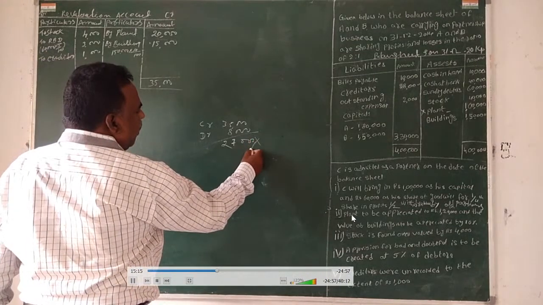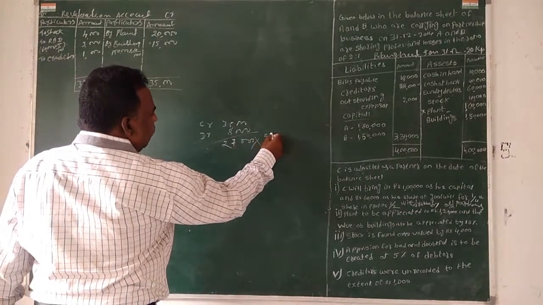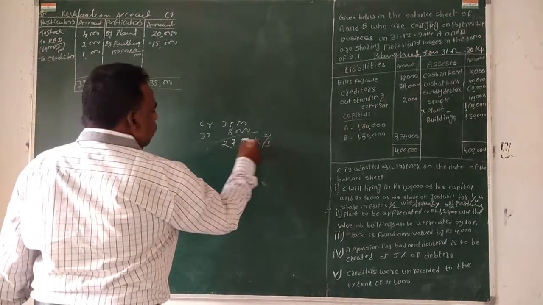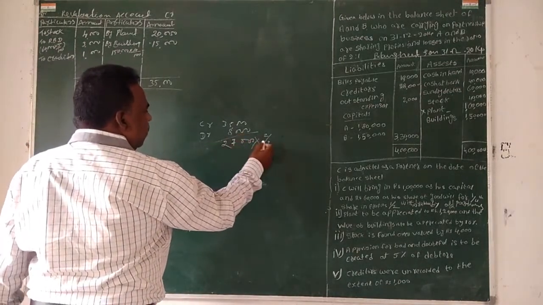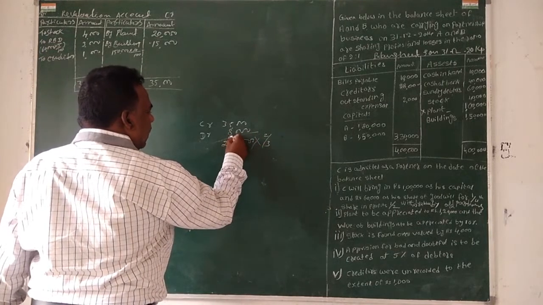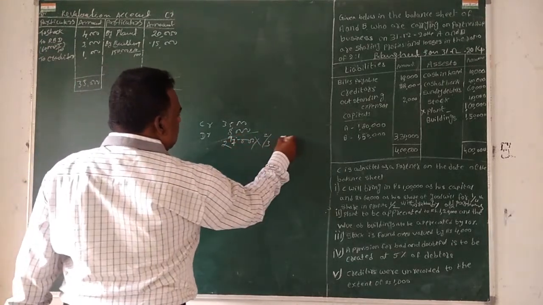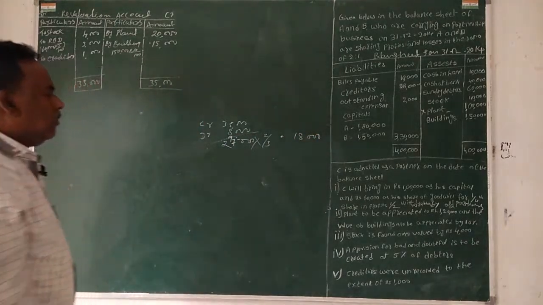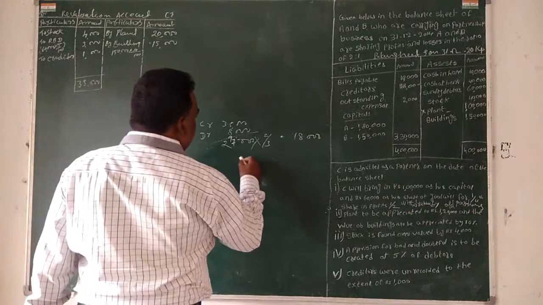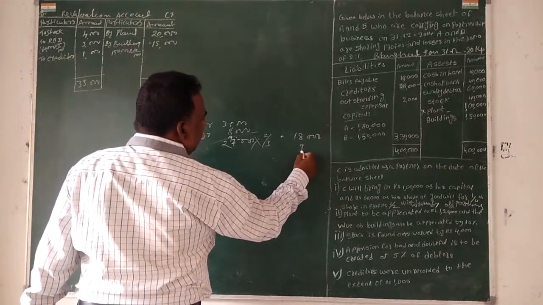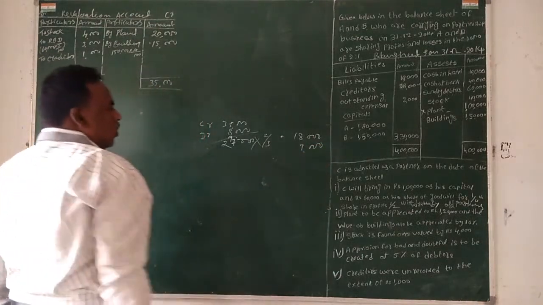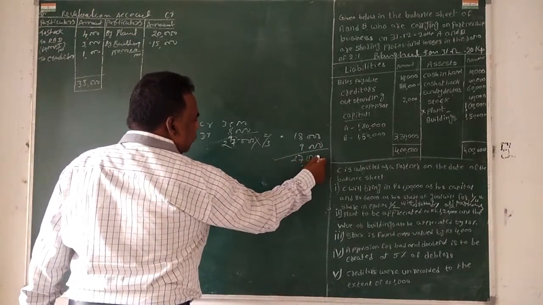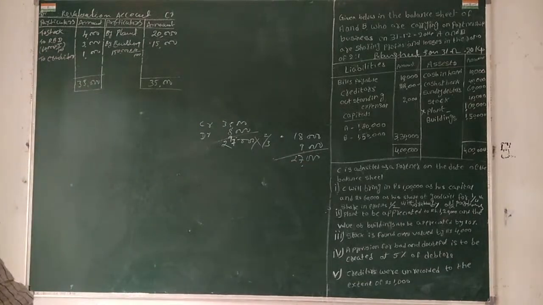Here profit arises on revaluation. It must be transferred to partners' capital accounts. So to A capital account 18,000, to B capital account 9,000. Now debit balance 35,000, credit balance 35,000.